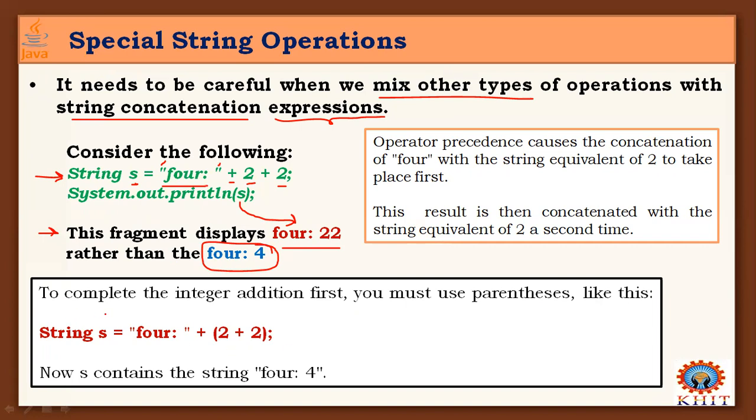So in this case, to complete that integer addition first, we must use parentheses around that expression. This one will be considered as an expression, and this one is a string literal. Now this plus symbol acts as a string concatenation operator, and here this plus acts as an arithmetic addition. That is the difference. That's why we mentioned that point. This is the only operator overloading allowed, for this operator to act as two things.